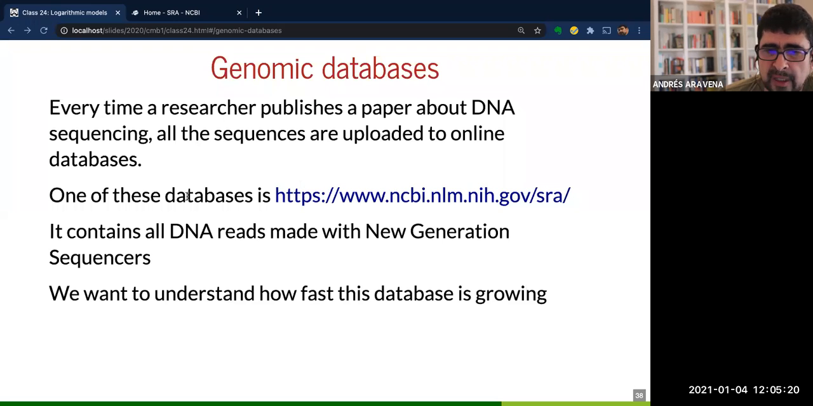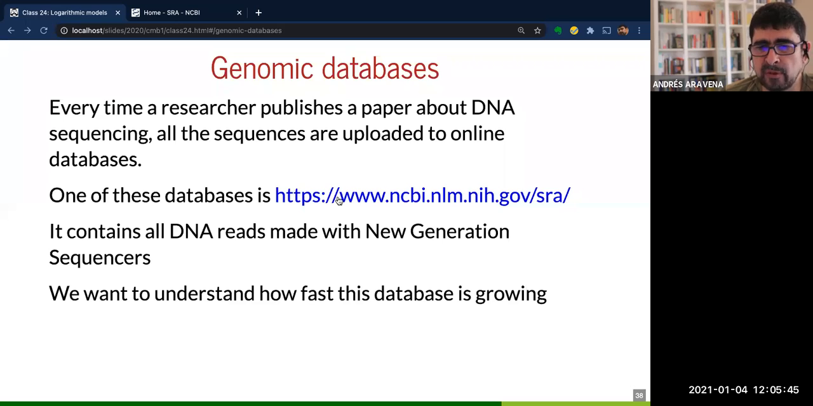NCBI, as you may know, is one of the big databases of genomic data. There is also a European one. They have essentially the same data. There are three databases, a Japanese, an American, and a European one. I know the American because I worked with them, but the European has the same information. They synchronize with each other.